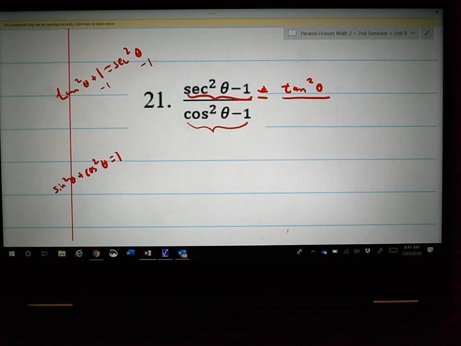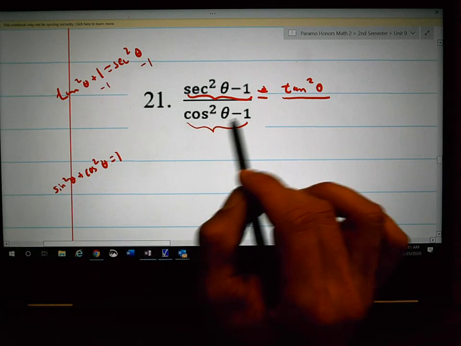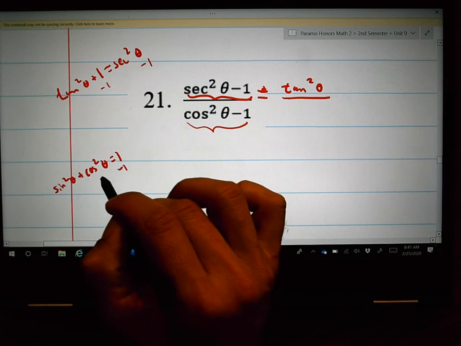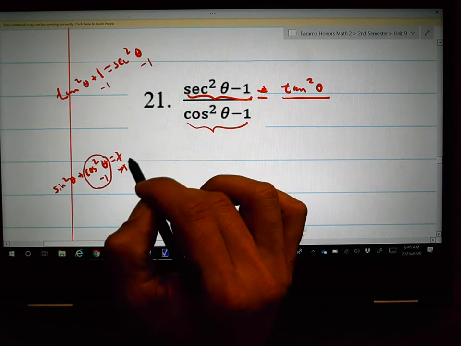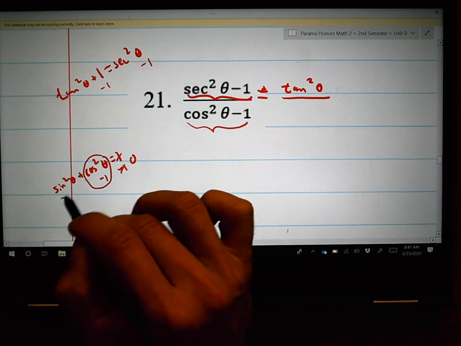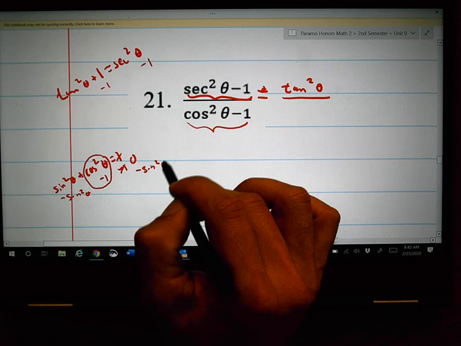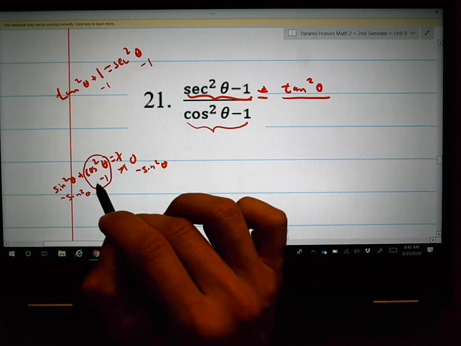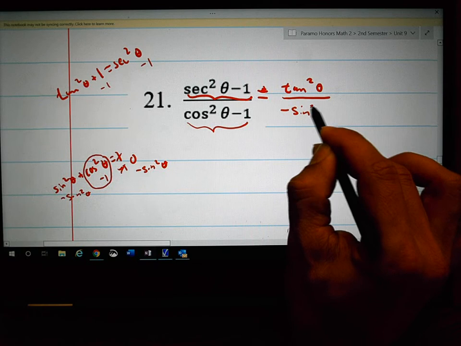So, what is cosine squared minus 1? If you subtract 1 and you have the cosine squared minus 1 on this side, zeros on this side, you have to move the sine squared to the other side, and what that does is it turns cosine squared minus 1 into negative sine squared of theta.